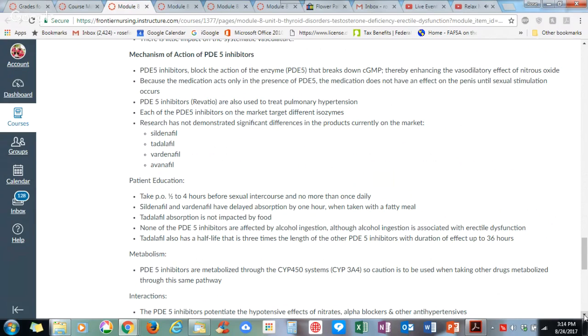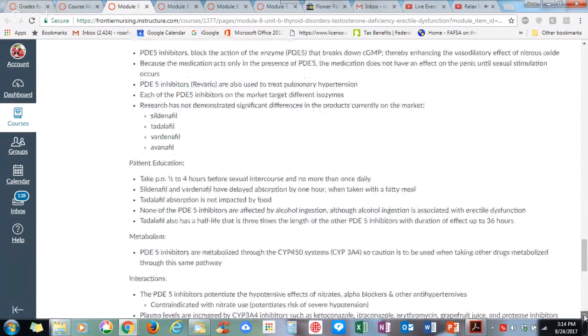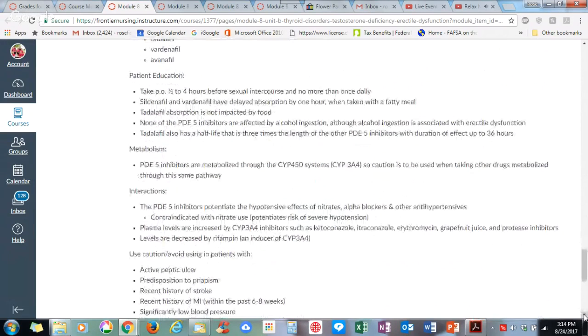Sildenafil and vardenafil have delayed absorption by 1 hour when taken with a fatty meal. Tadalafil absorption is not impacted by food. None of the PDE5 inhibitors are affected by alcohol ingestion, although alcohol ingestion is associated with erectile dysfunction. Tadalafil also has a half-life that is 3 times the length of the other PDE5 inhibitors, with the duration of effect up to 36 hours.